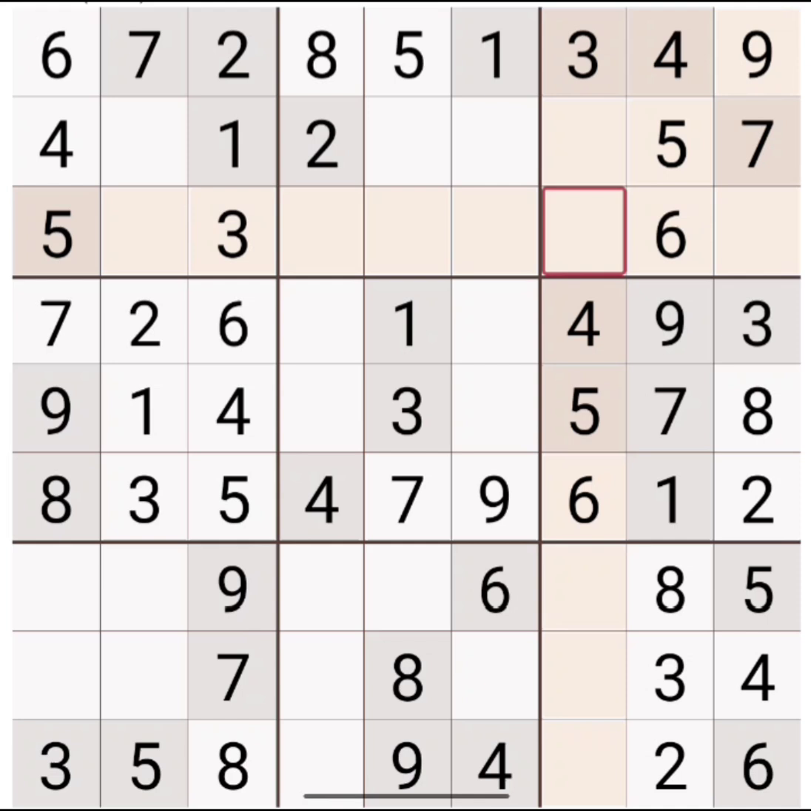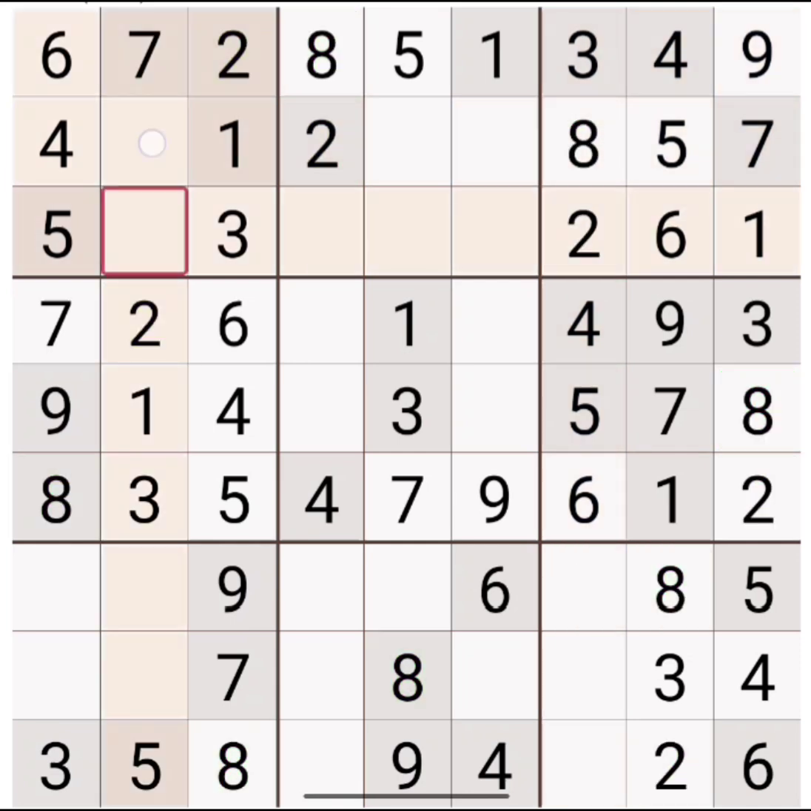3, 4, 9, 5, 7, 6 are there. 1, 2, 8 are missing. But we cannot place 2 and 8 in this cell because 2 and 8 are in the same column. So we'll place 1 here. Now we'll place 2 and 8 in these two cells, but 2 we cannot place in this cell because 2 is there in the same row. So we'll place 8 here and 2 in this cell.